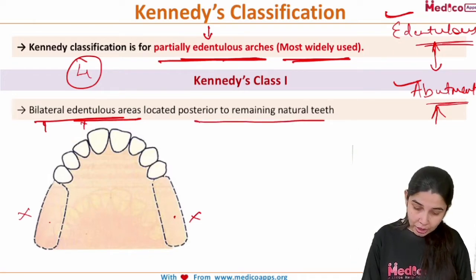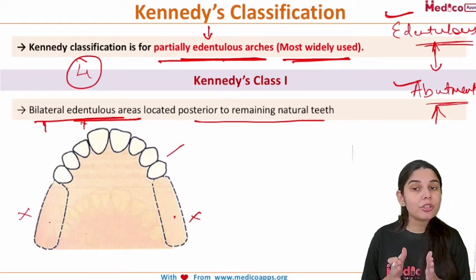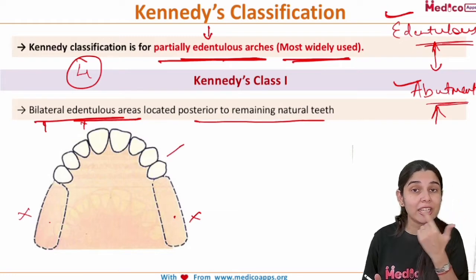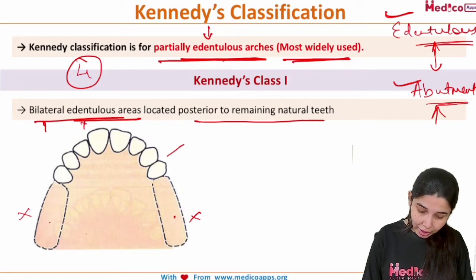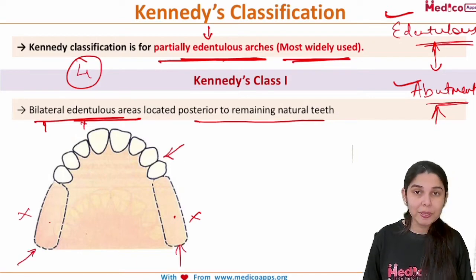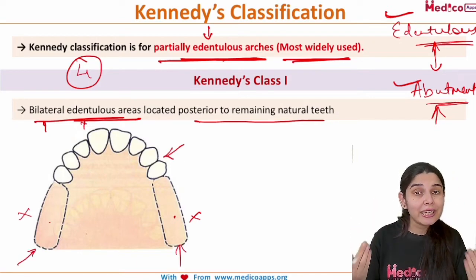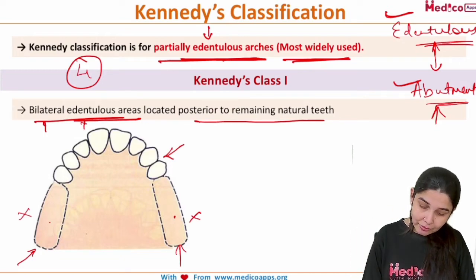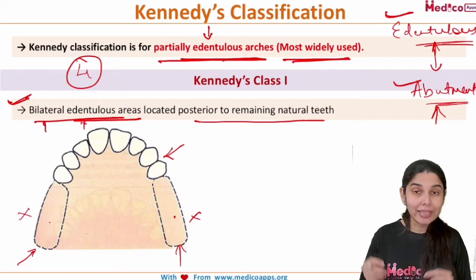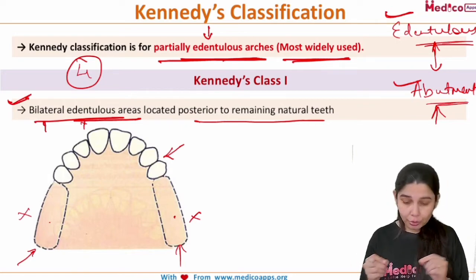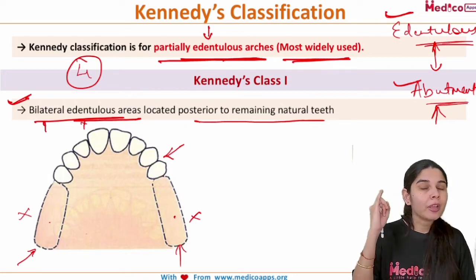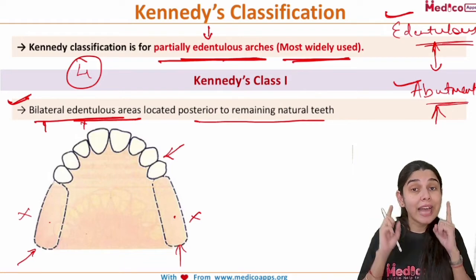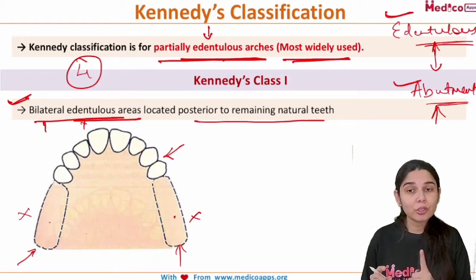Now in this image, these are the natural teeth present in the anterior region. Where do you see the edentulous space? Posterior to those anterior teeth. So Kennedy's class 1 is bilateral edentulous areas located posterior to the remaining natural teeth. I hope you understood what Kennedy's class 1 is.